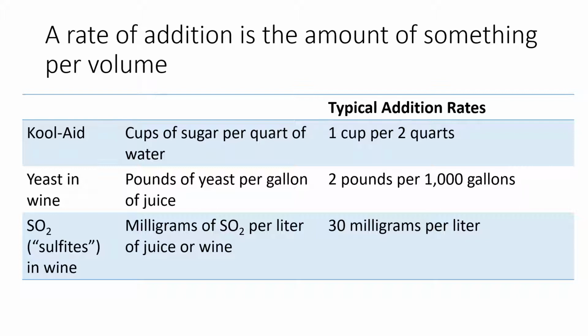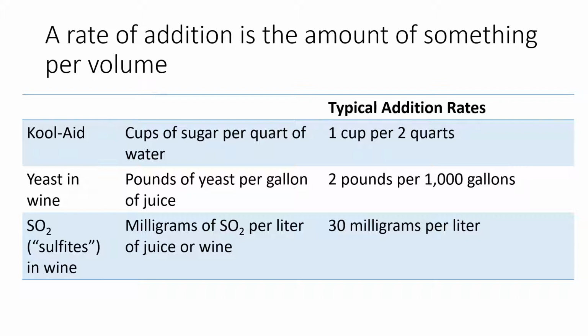With SO2 or sulfites, we add sulfites to preserve wine, of course. We tend to measure sulfites in milligrams of sulfur dioxide. Sulfur dioxide and sulfites are synonymous, at least in typical wine usage. So we measure SO2 or sulfites in milligrams of SO2 per liter of juice or wine, and a typical addition rate is 30 milligrams per liter. That might be how much we'd add at harvest, maybe after fermentation's complete, or after malolactic fermentation.